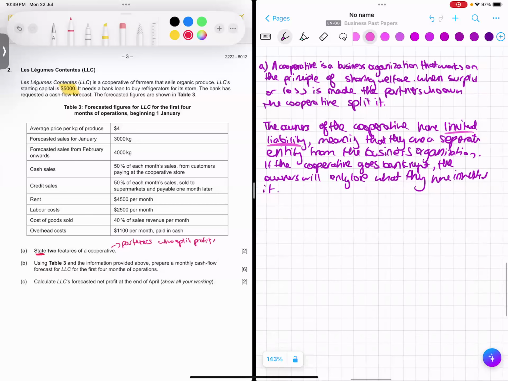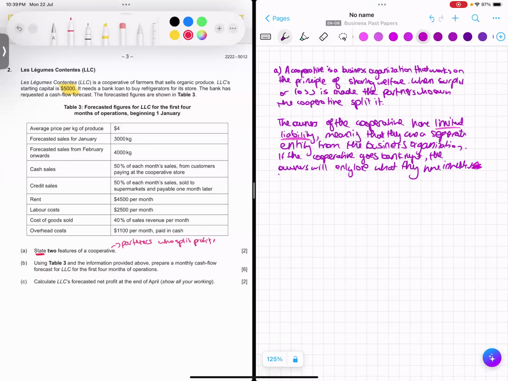Okay, so for the second question, they say using table 3 and the information provided above, prepare a monthly cash flow forecast for LLC for the first 4 months of operation.